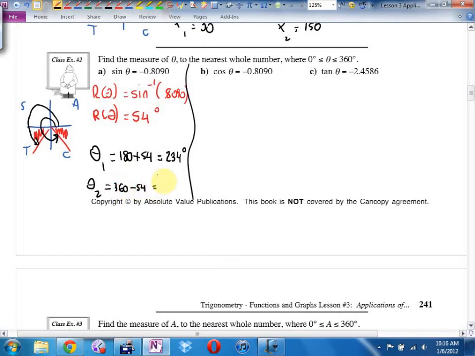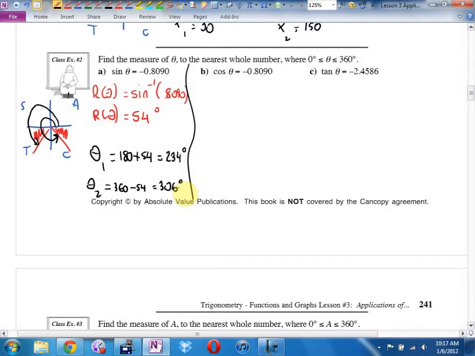Let's check. Can you find the cosine of 234? Can you guys try the cosine of 306? And we should get very close to negative 0.8090, maybe a bit off because we did some rounding. Is it right? You guys check. Does it work? Did you actually try it, or are you just nodding your head hoping nobody knows that you didn't type it in? Come on, someone check it. Cos of 306, we need to find out that this works. A bit off, but yeah. And cos of 234 is very close to negative 0.8090.